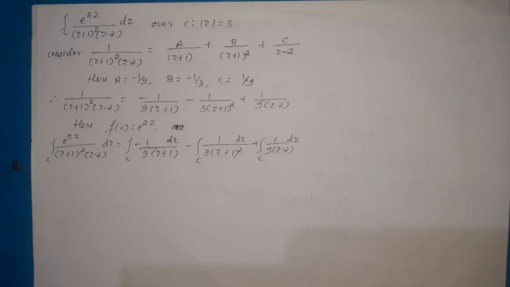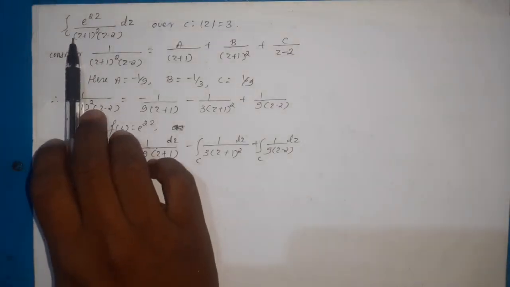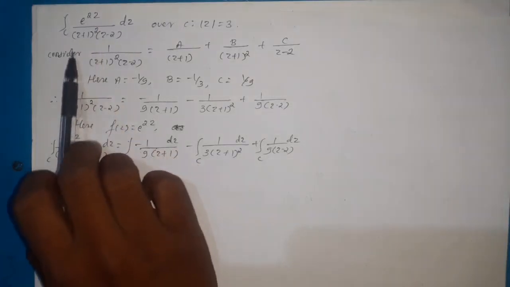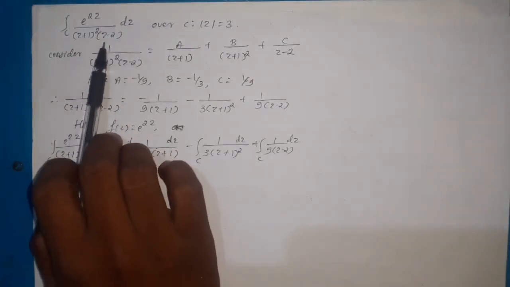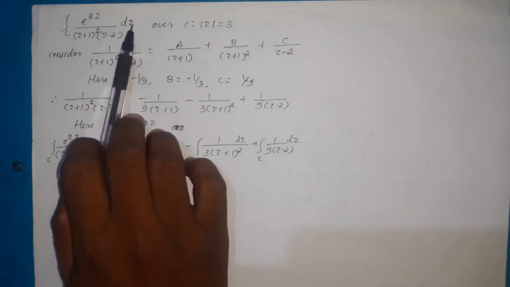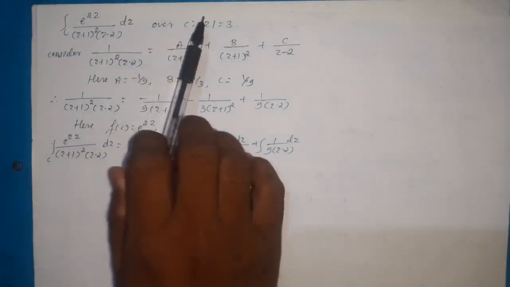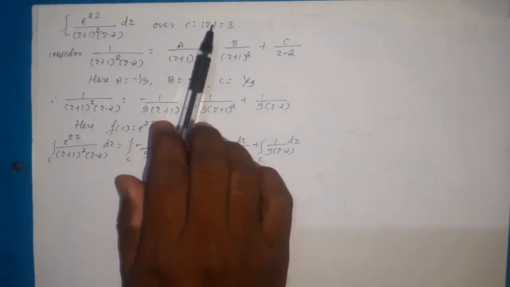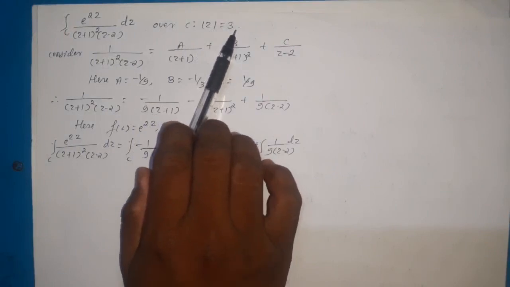So the first example of today's class is: evaluate the integral over C of e power 2z divided by (z plus 1) whole square into (z minus 2) dz, over the circle C such that mod z equal to 3.